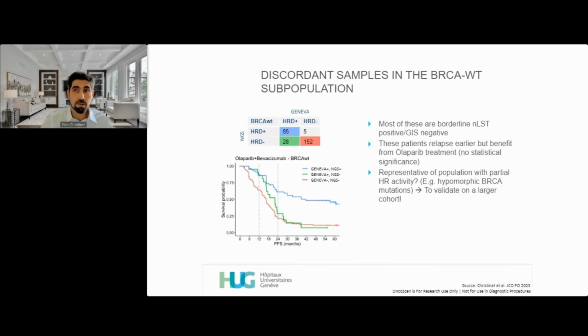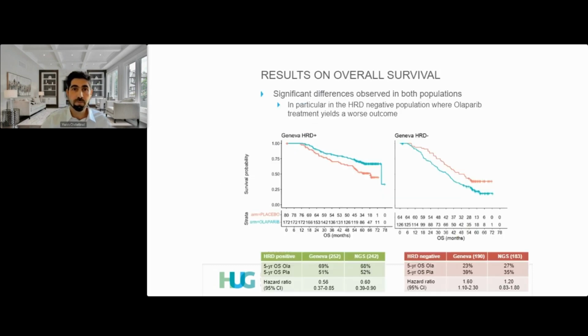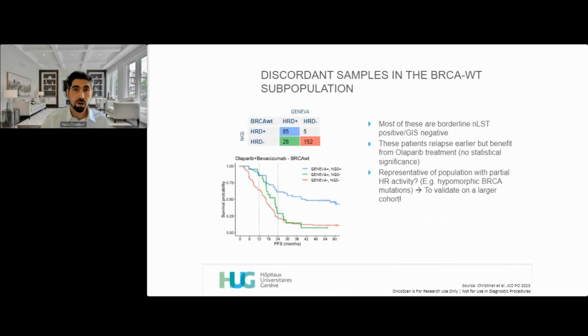Now, obviously, we have 2 tests. We want to look at the differences. And in the BRCA wild-type subpopulation, we identified 28 samples in green here, which were negative for the NGS approach and positive with the Geneva test. And when we look at these samples, we see that they tend to follow the blue line here. So they respond well initially, but then many of them recur more drastically than the blue line, which is the Geneva positive and NGS positive. So this is really a subpopulation that is quite interesting. Unfortunately, we don't have that many samples to actually make anything statistically significant, but that's something we're really willing to investigate a bit further.